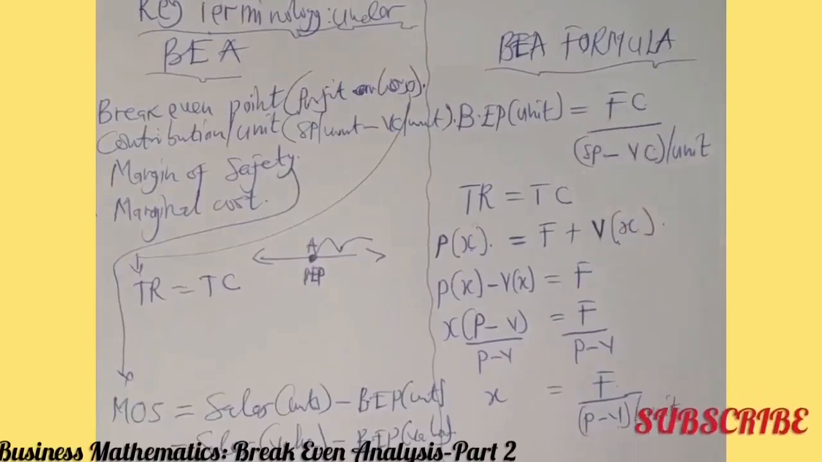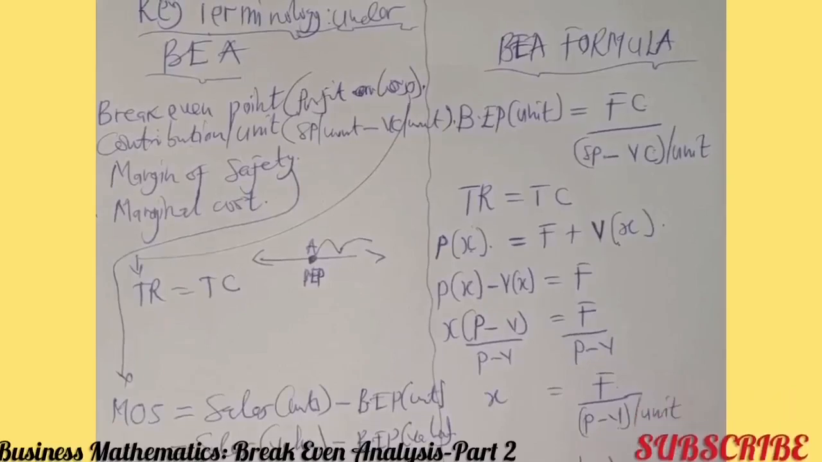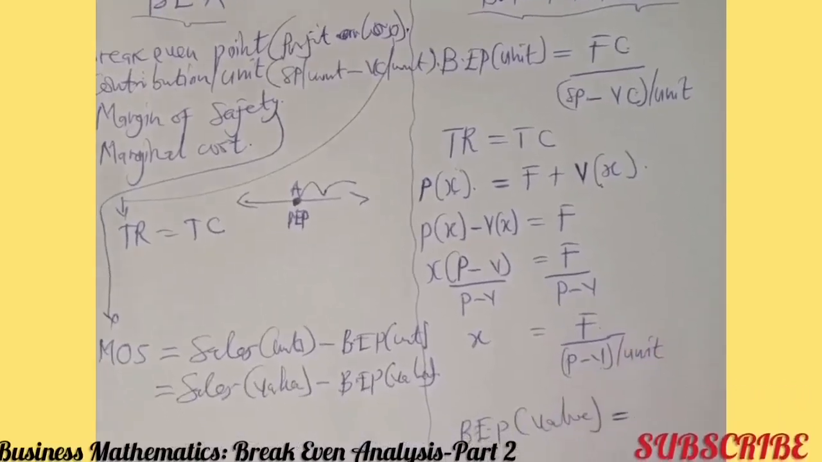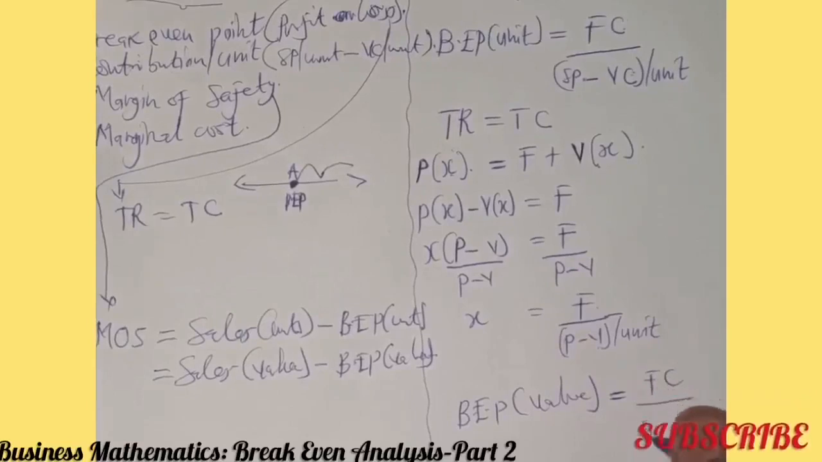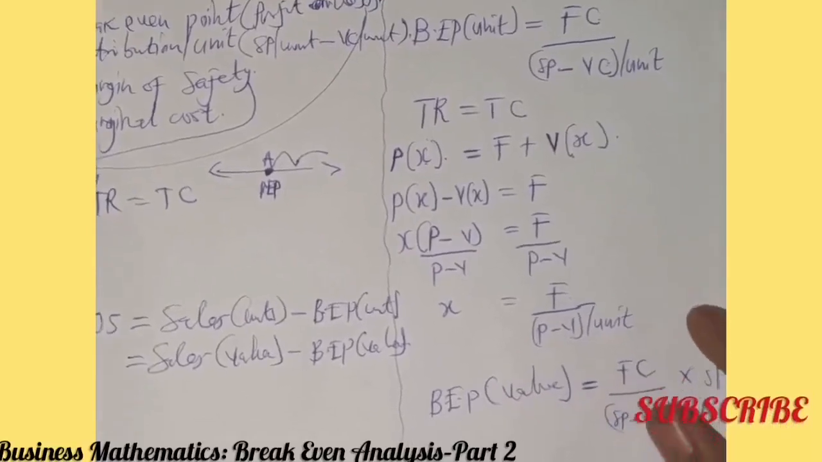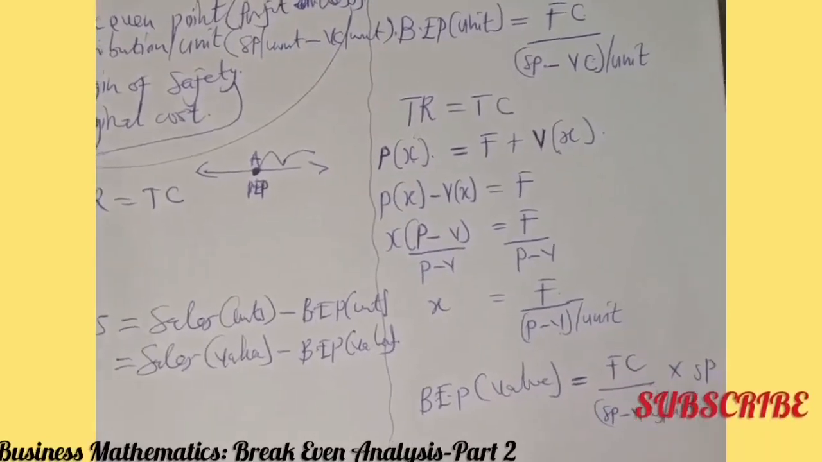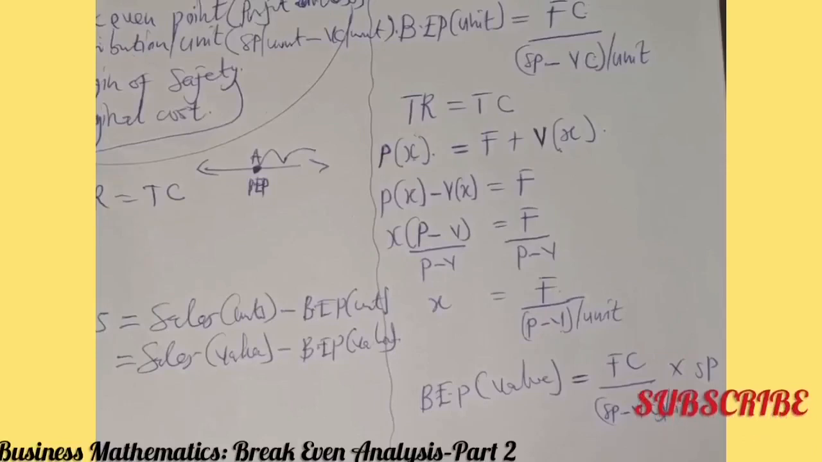I hope that is okay. Let's add the break-even point in terms of value. With value, we want to add a monetary amount to it. So just multiply it by the selling price per unit. So it becomes your fixed cost divided by your selling price per unit minus variable cost per unit, multiplied by your selling price per unit. Then you're going to get your break-even point in terms of value. So let's take two or three questions under this aspect and see the way forward.